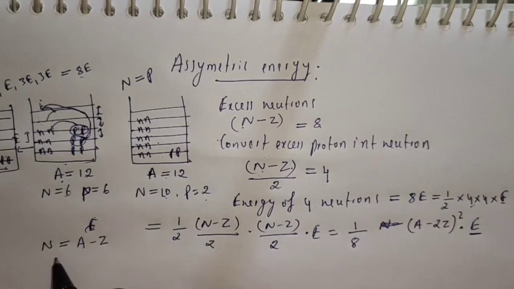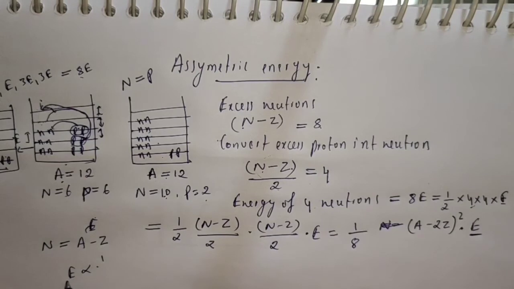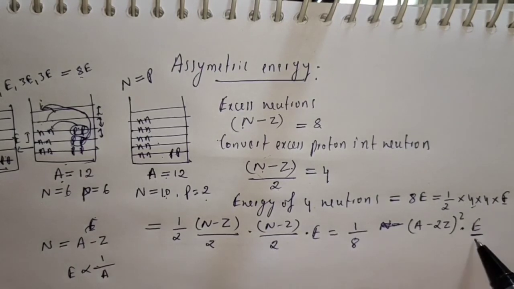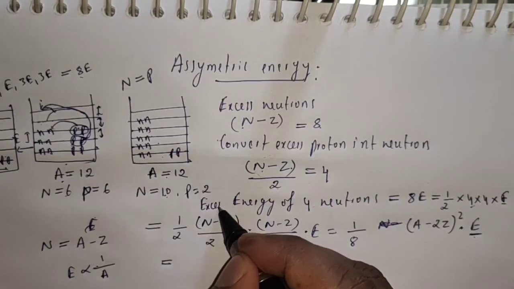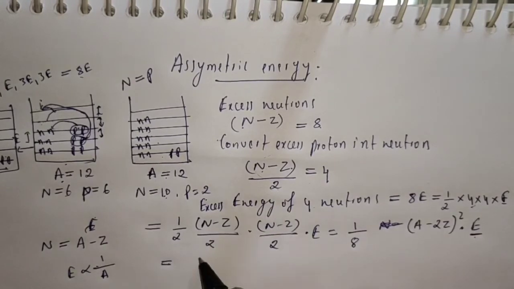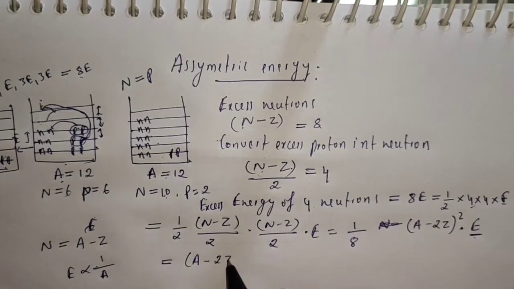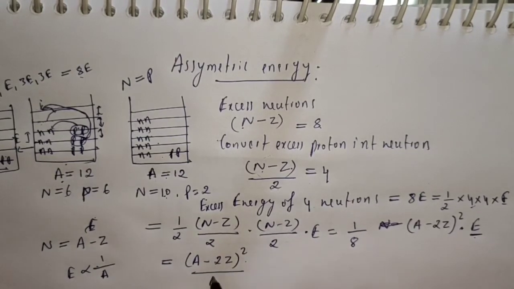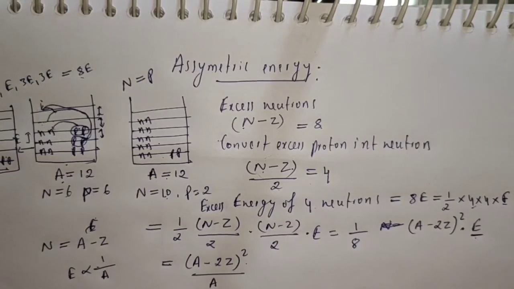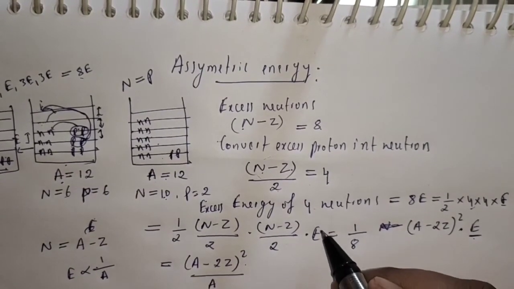There is a relation between energy and mass number, which is that energy is inversely proportional to A. And if you substitute this value, then we are going to get the excess energy of 4 neutrons is equal to A minus 2Z whole square divided by A. This is the excess energy of the 4 neutrons.